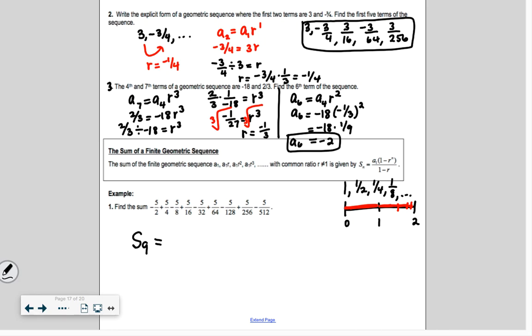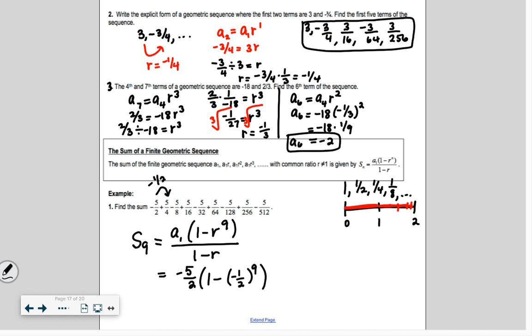I'm not going to bore you with telling you where this formula comes from. I'm going to give you this formula on your test. So you're going to have A1 times 1 minus r to the 9th all over 1 minus r. A1 is negative 5 over 2. What's our r value? Yeah, it's negative 1/2. So I'm going to put that negative 1/2 in parentheses. Always put r in parentheses. I think that will help you out. We're going to let our calculators do the work. Are we ready for this? Get your calculator out.